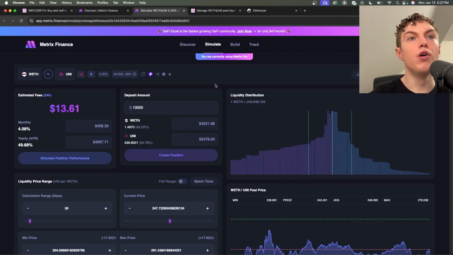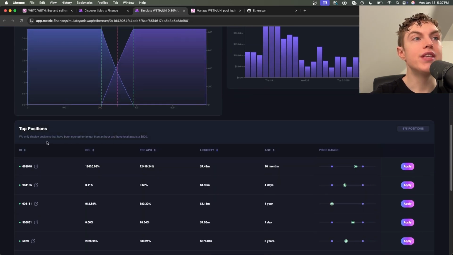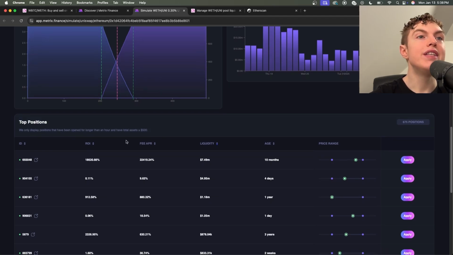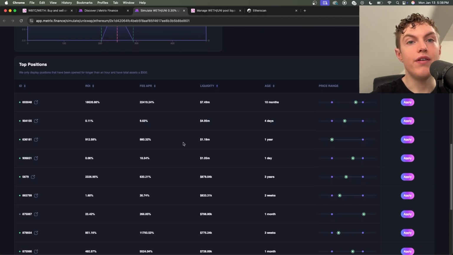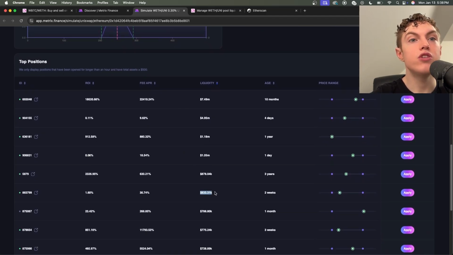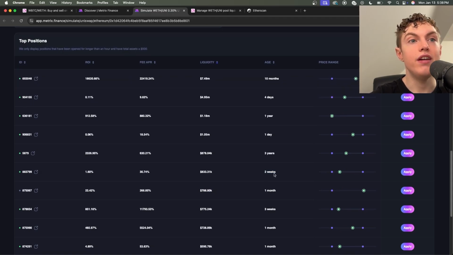Now, another really cool thing about the Metrics Finance software is that you can see how other people's positions are performing. So scrolling down, you can see the top positions of other people's wallets on this liquidity pool. You can see people's ROI, fees, APR, liquidity, etc. So you can scroll down and find one. For example, this one that has over $800,000 in liquidity and is 2 weeks old.